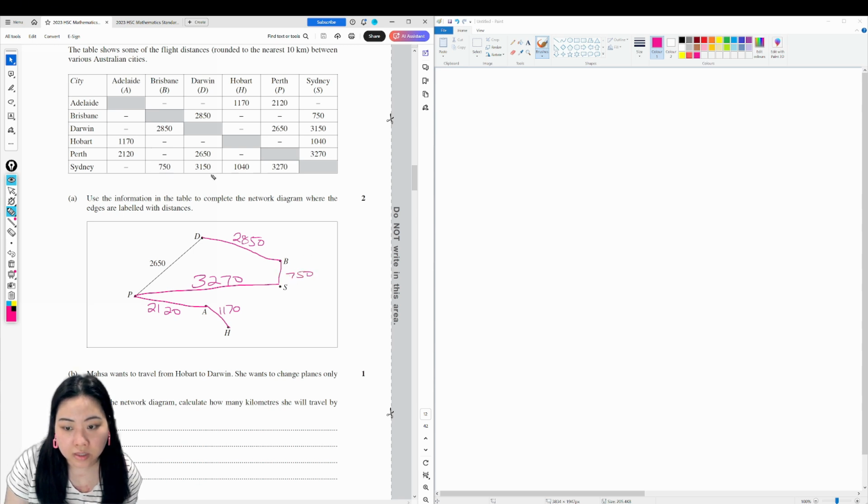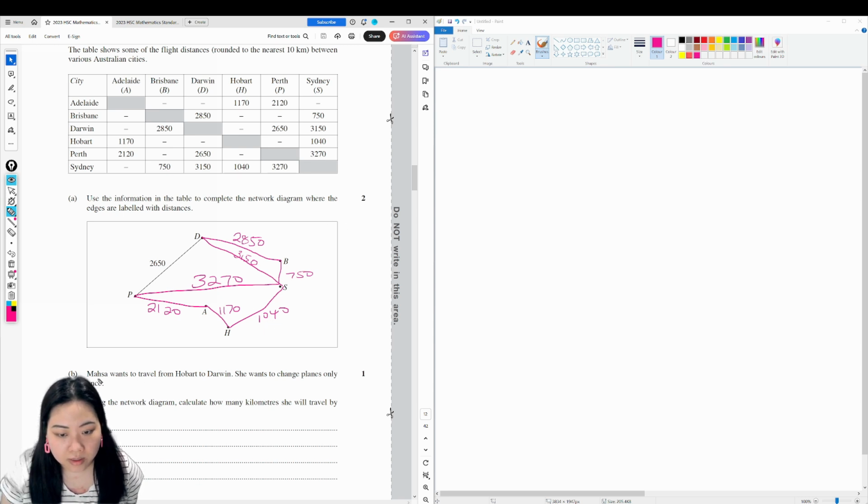Already done. Sydney to Darwin, 3150. Hobart to Adelaide, done. Hobart to Sydney, 1040. Perth has 3 connections. Sydney has 1, 2, 3, 4 connections. Done. And that was worth 2 marks, so make sure you label everything here.